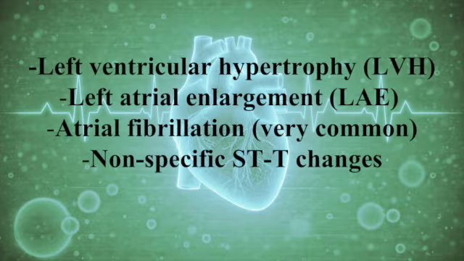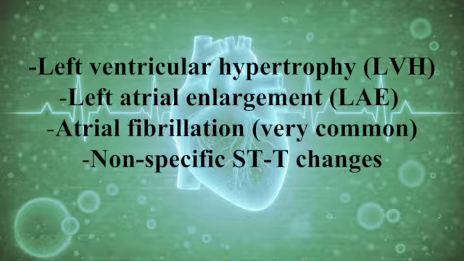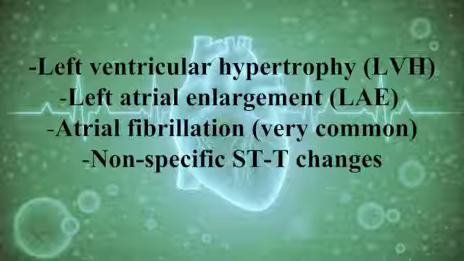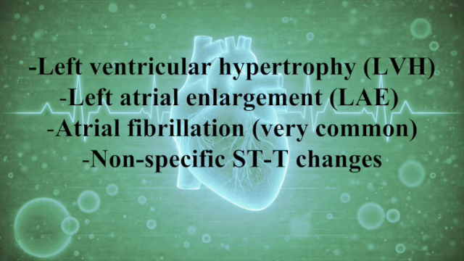Common EKG findings in HFpEF include left ventricular hypertrophy, LVH, left atrial enlargement manifesting as atrial fibrillation, which is very common in this population, and nonspecific ST-T wave changes. While none of these findings are specific for HFpEF and cannot independently establish the diagnosis, they support the overall clinical picture and reflect the underlying pathophysiology of the disease. The LVH pattern corresponds to the concentric hypertrophy seen on echocardiography.